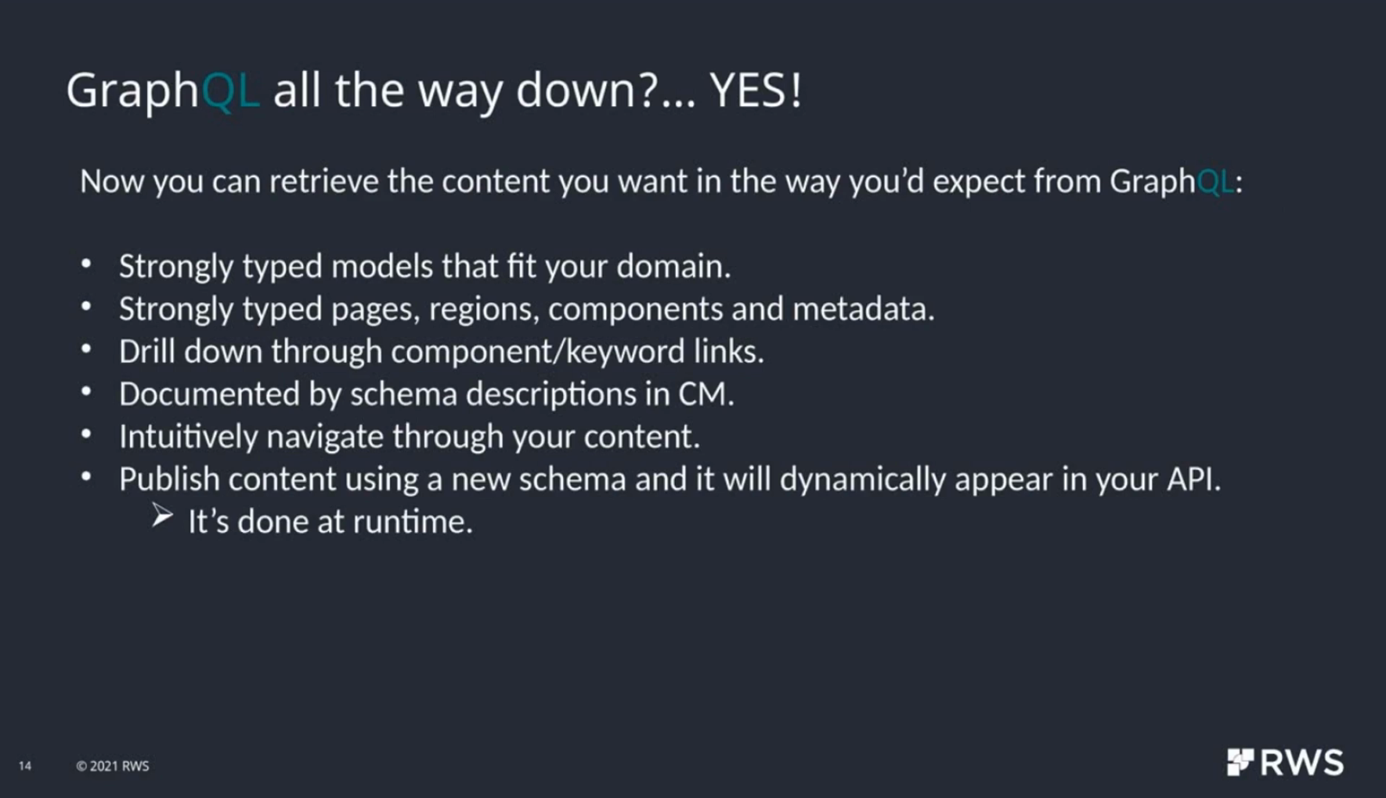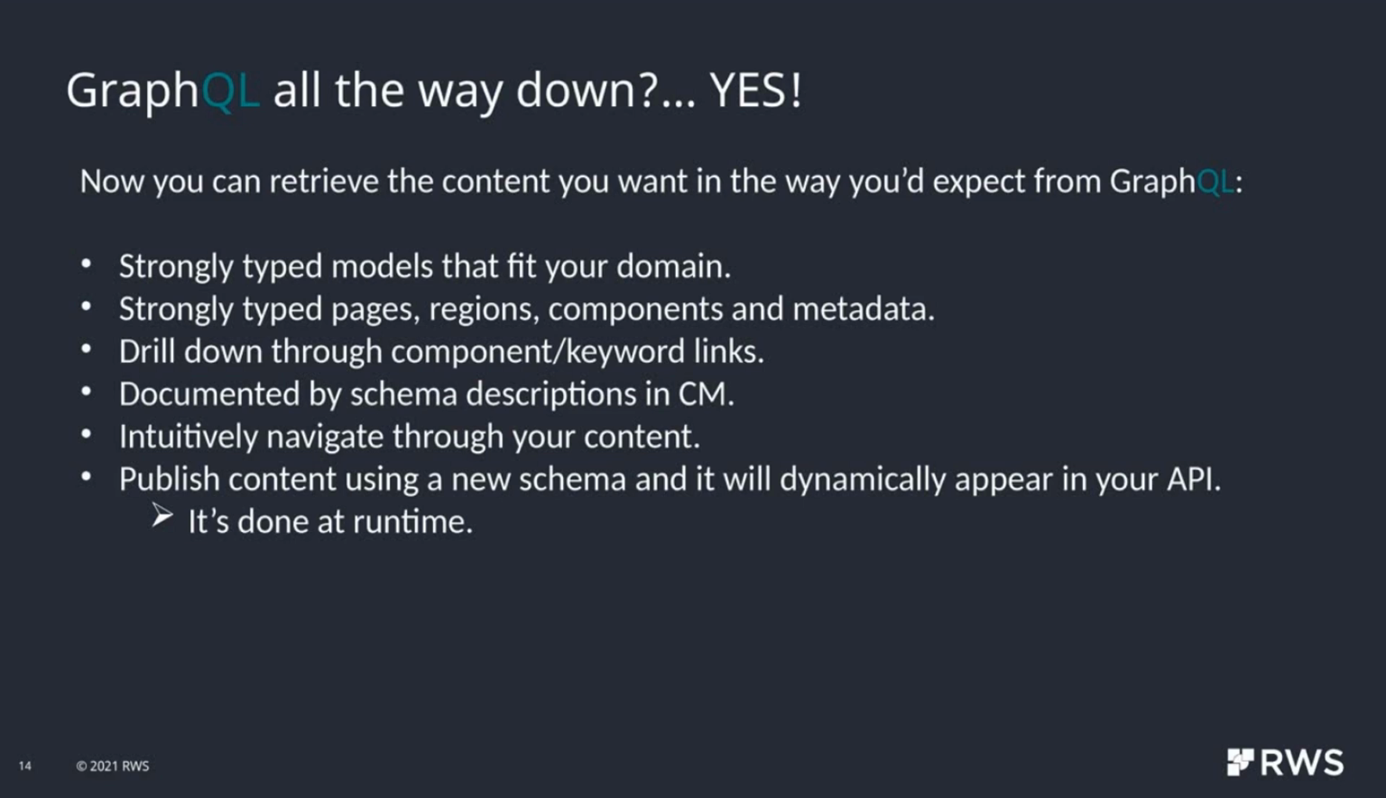So now we do have GraphQL all the way down, so you can retrieve your content in the way you'd expect from GraphQL. So it's not a case of we give you a few properties, but the rest of it is just one big chunk of JSON, and it's up to you to go and deal with it. Now it is drilling down inline fragments. That's my type. Those are the properties of my type. I can get individual properties. So you can produce strongly typed models that fit your domain. So articles, press releases, whatever it may be.